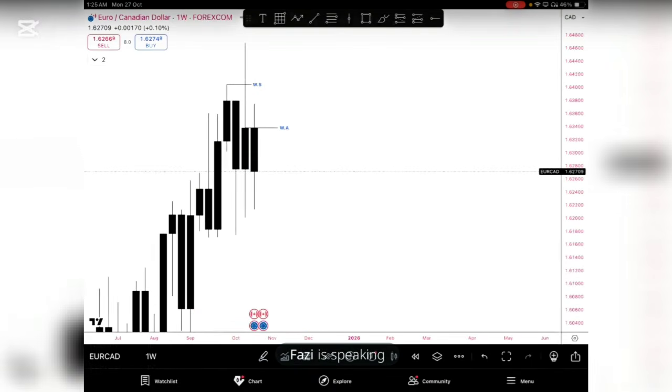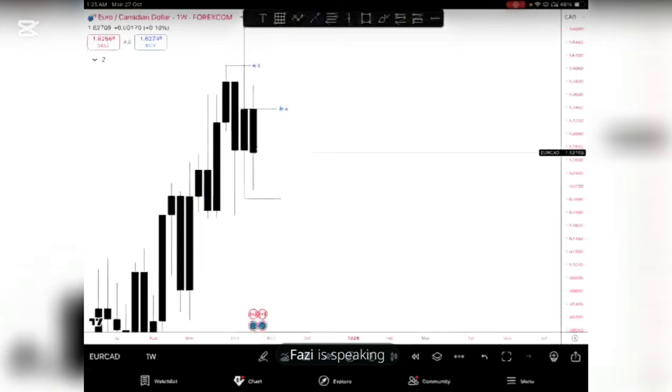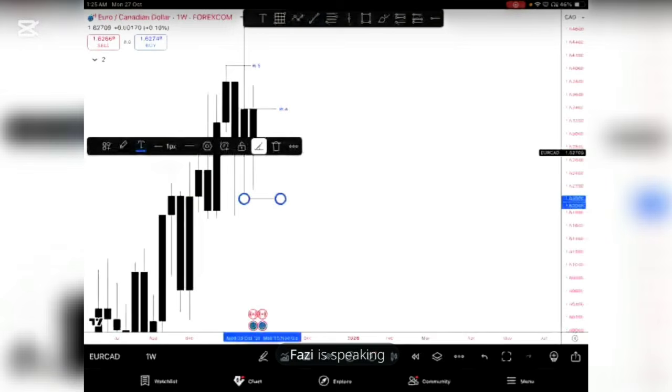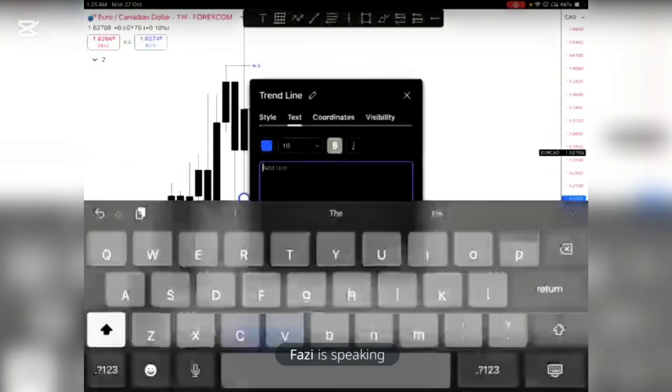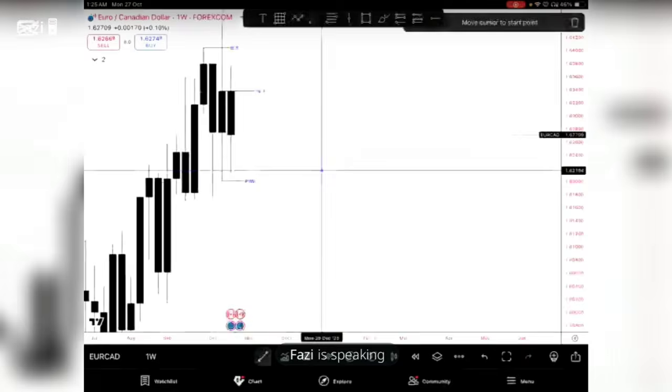So what is my first target? The weekly candle low, which is the candle range low, right? So this is my first target if I take sells, which is the previous weekly low, understand? So this is my first target, and these two. So these are my targets.